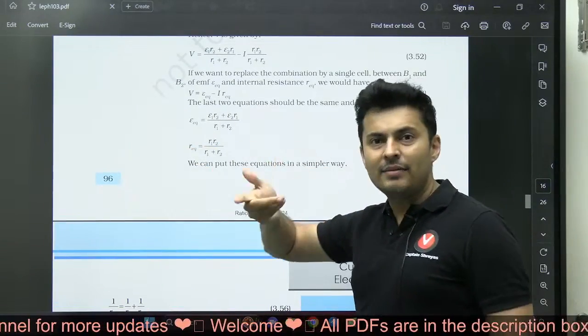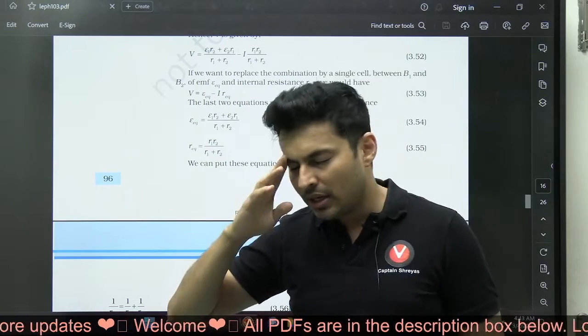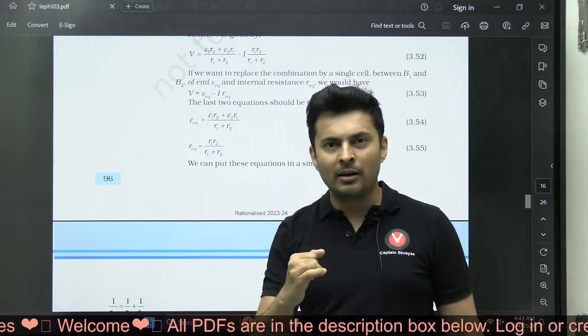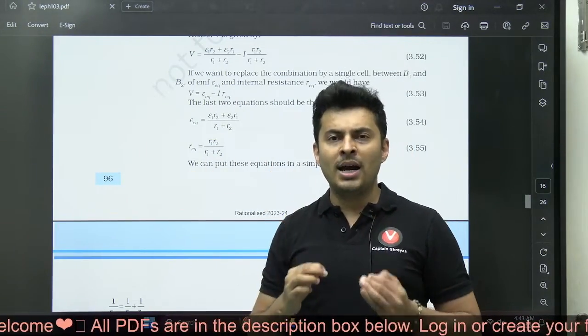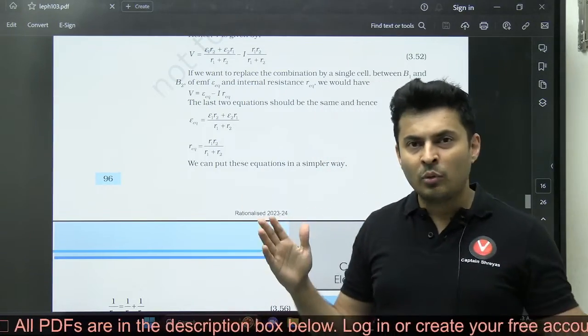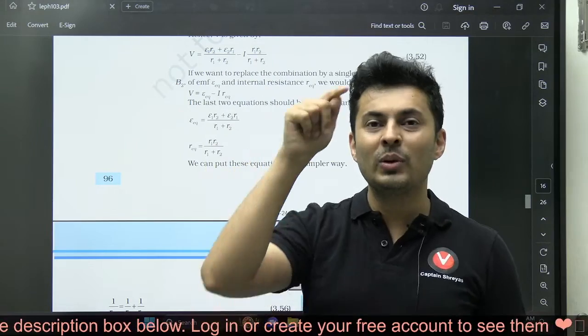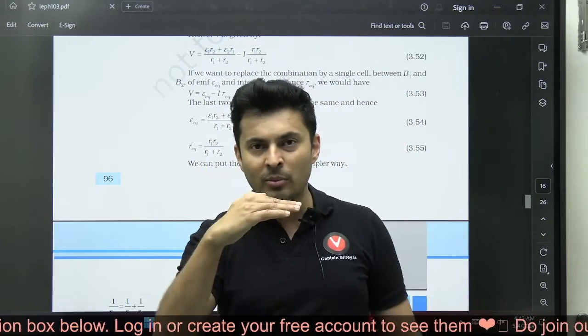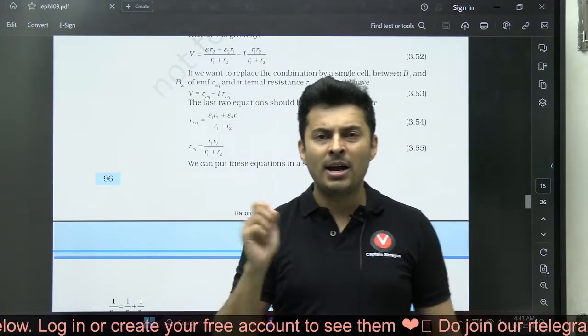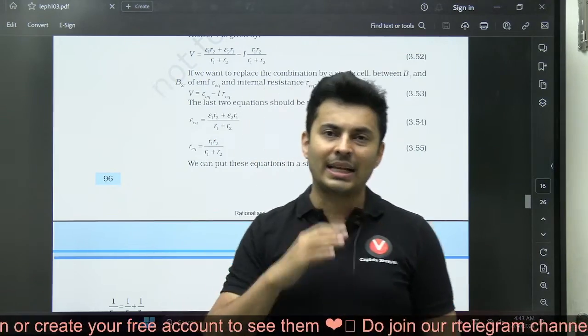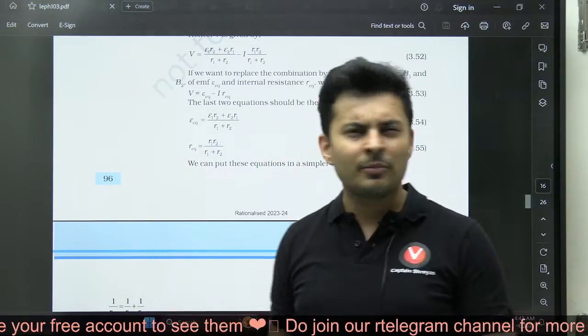It will be E1 by R1 plus E2 by R2, whole thing upon 1 by R1 plus 1 by R2. If there are more batteries in parallel, it will be E1 by R1, E2 by R2, E3 by R3. You add all of them in the numerator. In the denominator, 1 by R1, 1 by R2, 1 by R3, 1 by R4, like that. And that will be the net EMF.